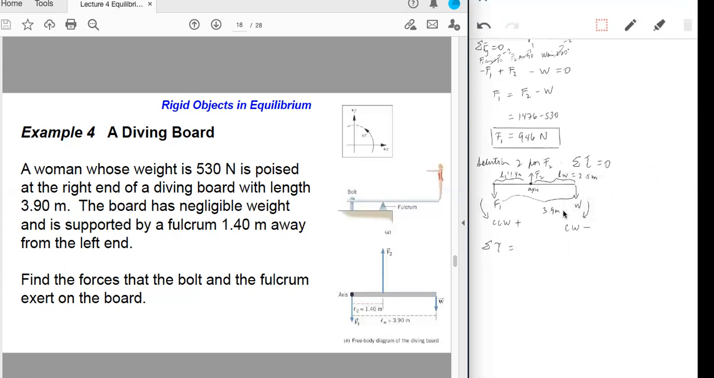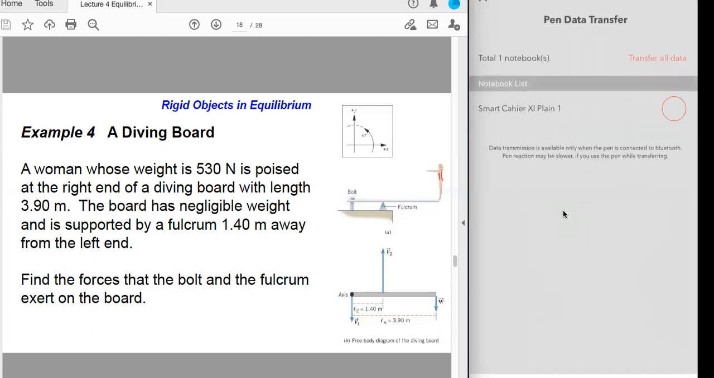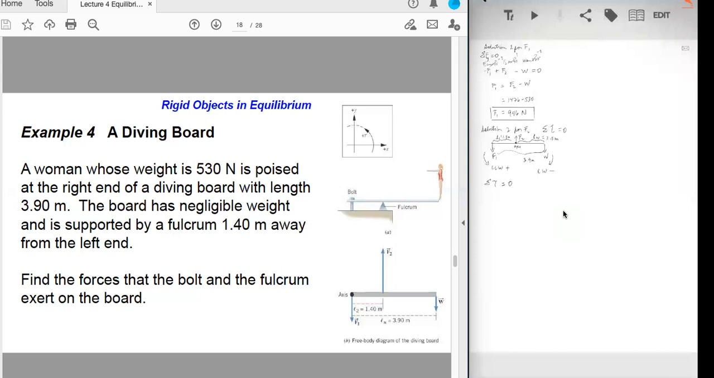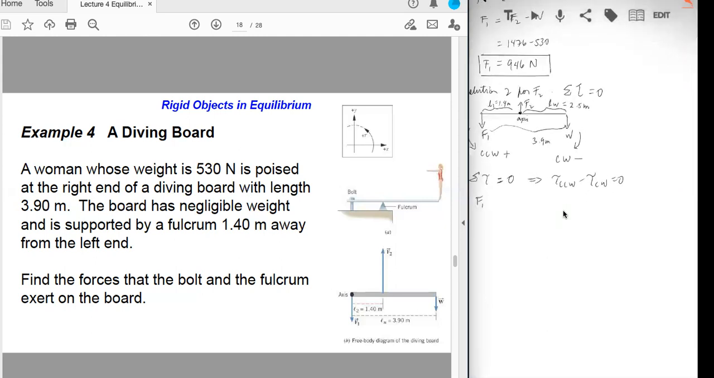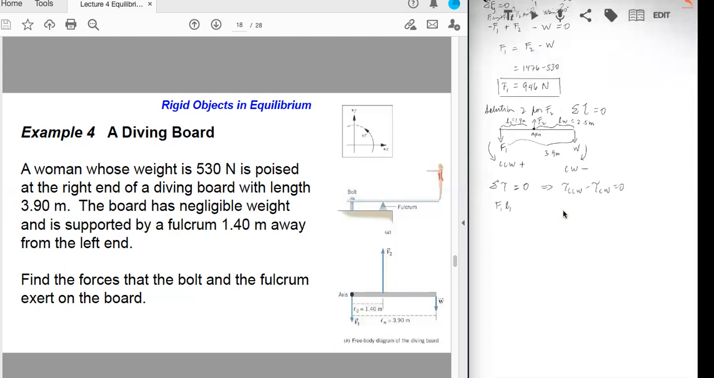So the net torque is equal to zero. You equate the net torque to zero. What are the torques? F1 is positive. Isn't that the same as torque counterclockwise minus torque clockwise equals zero? So it is the same. The counterclockwise torque is F1, right? F1 times the lever arm of 1, minus the weight times the lever arm of the weight. The lever arm of the weight is new now.